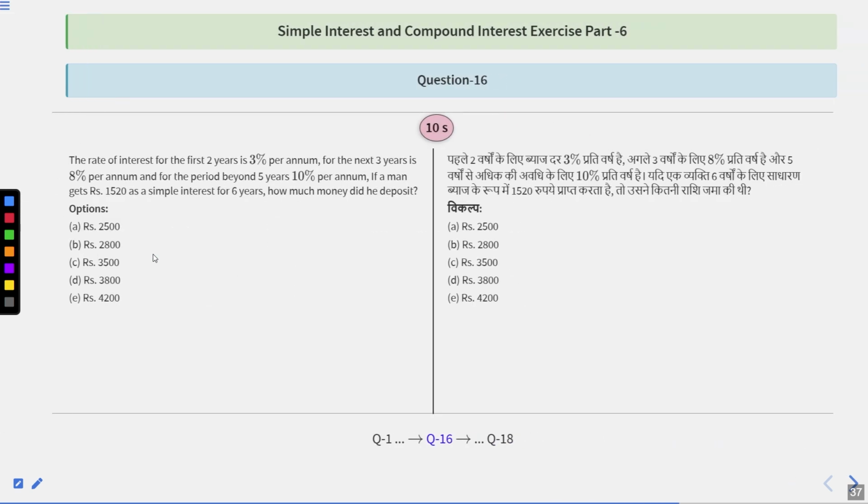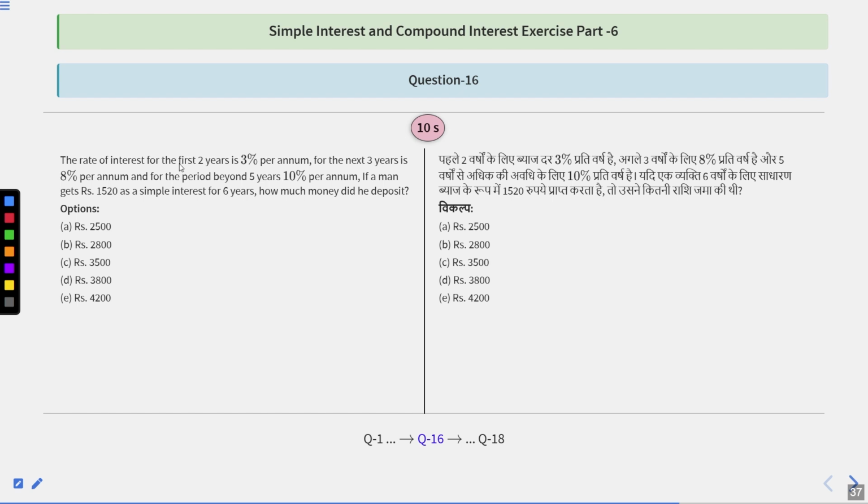Next one. The rate of interest for the first 2 years is 3% per annum. For the next 3 years it is 8% per annum. And for the period beyond 5 years it is 10% per annum. If a man gets 1520 rupees as simple interest for 6 years, how much money did he deposit? You have 5 options and 10 seconds to analyze the question. Your time starts now.